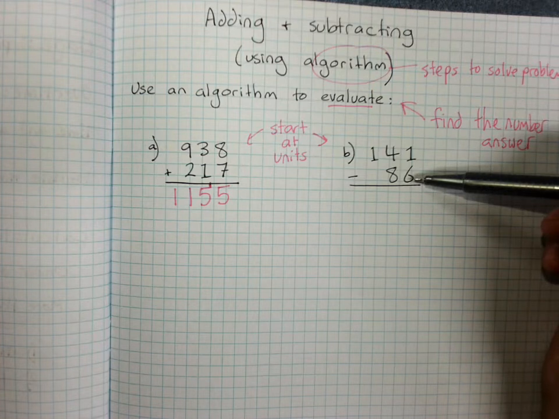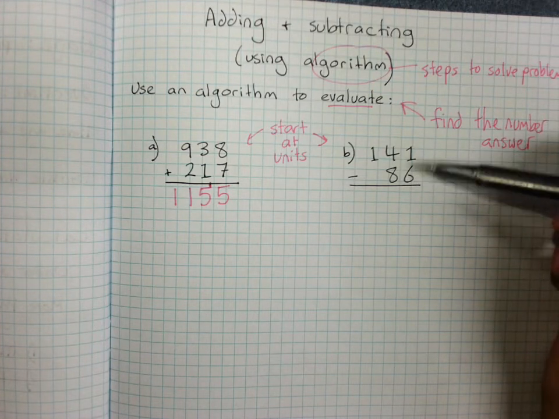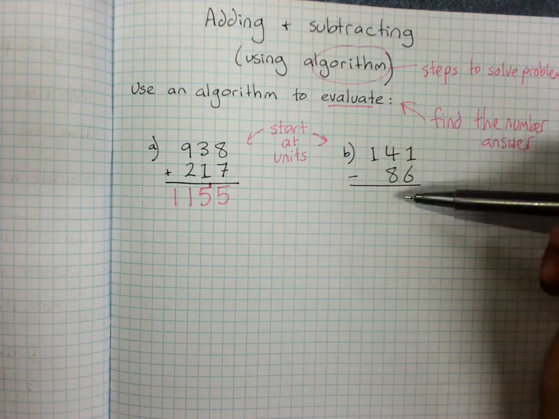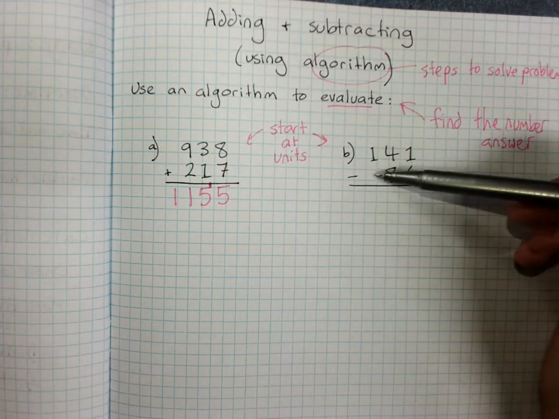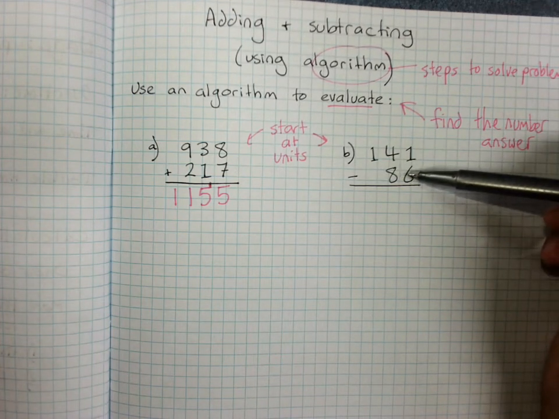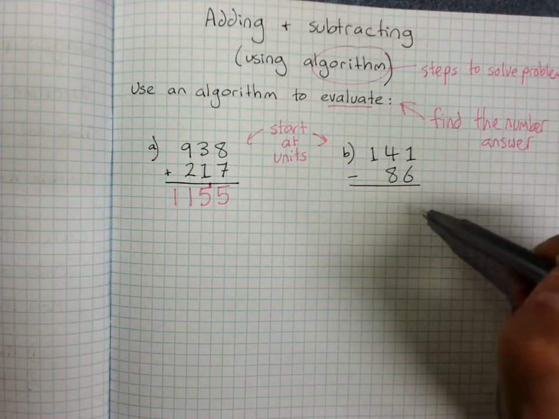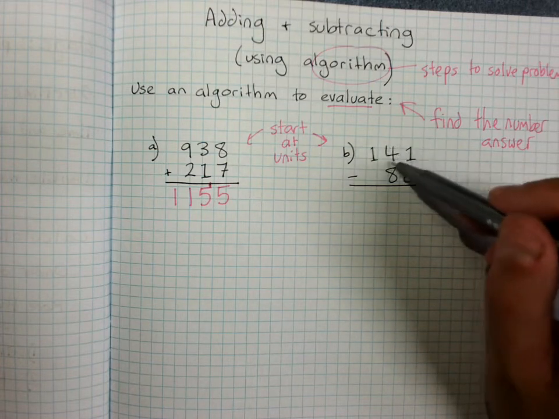So there's a big difference in the value of that. And we've got to stick with the order they gave us. They told us to do 141 take away 86. 1 take away 6, we can't do it. We have to borrow. And we borrow from here.